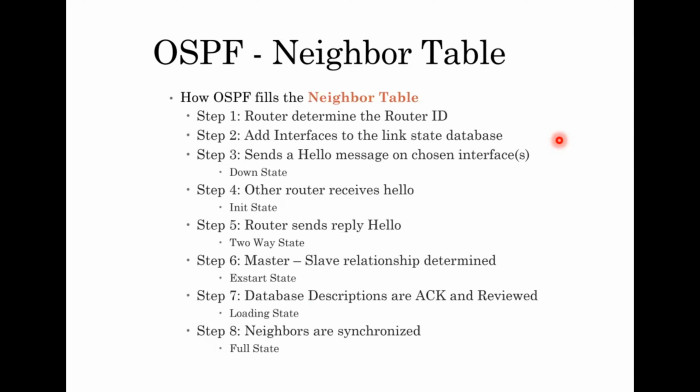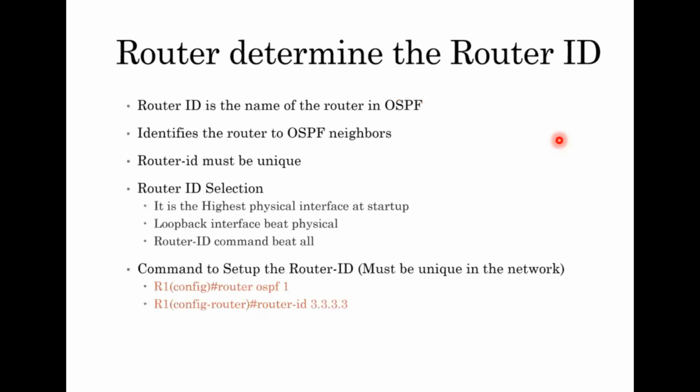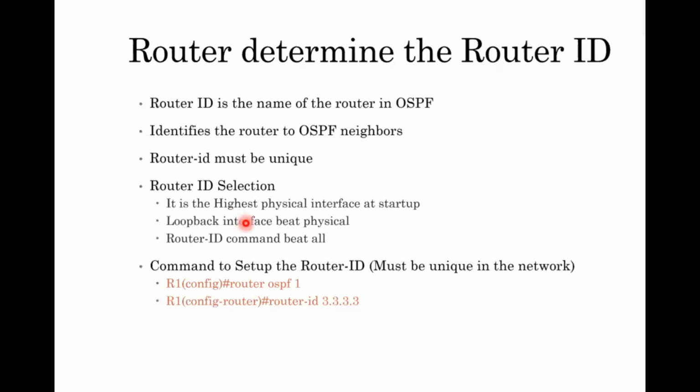When you initially configure the router, these are the steps it follows. Now, the router determines the router ID. Router ID is the name of the router in OSPF. It identifies the router to OSPF neighbors, and router ID must be unique. Router ID selection: it is the highest physical interface at startup. Loopback interface beats physical. Router ID command beats all.